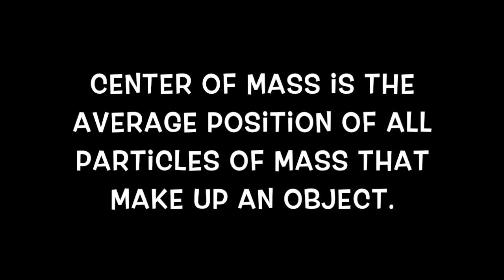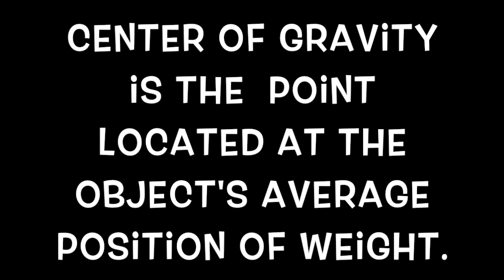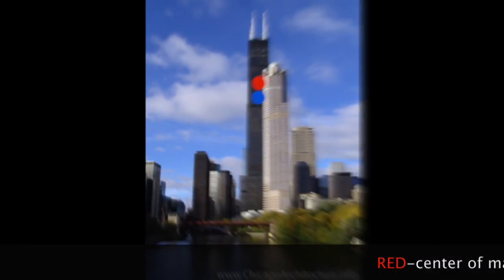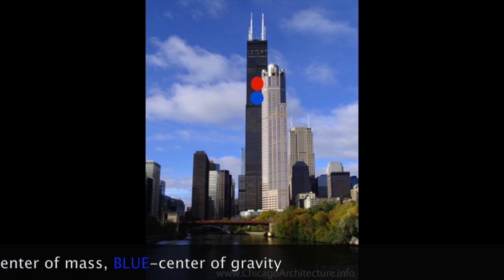Center of mass is the average position of all particles of mass that make up an object. The center of gravity is the point located at the object's average position of weight. Most of the time, these points are in the exact same location. When an object is large enough that gravity varies from one part to another, the center of gravity and center of mass are different. For example, the Sears Tower.